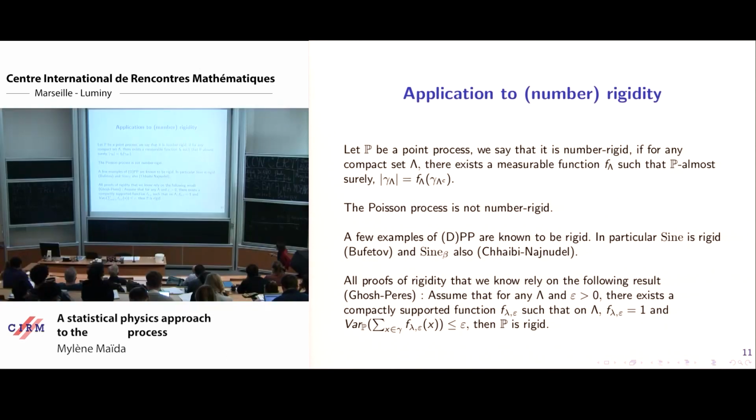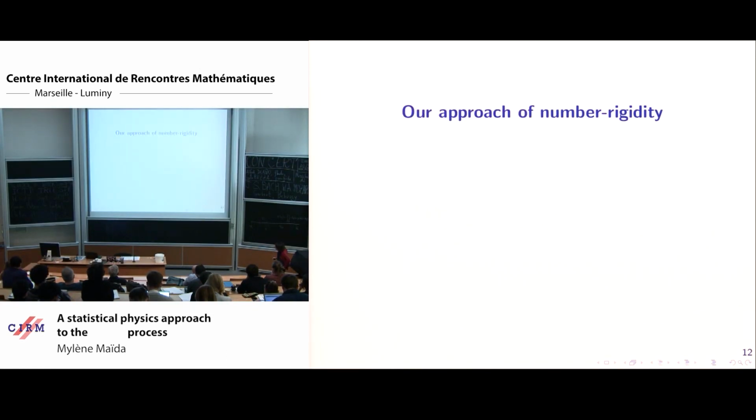Okay, so here we have, I think, a completely different approach to number rigidity, relying on the DLR equation and on various tools of, let's say, classical statistical mechanics that I'll try to introduce. So I'll give you a flavor of a proof, although it's a bit technical, but okay.